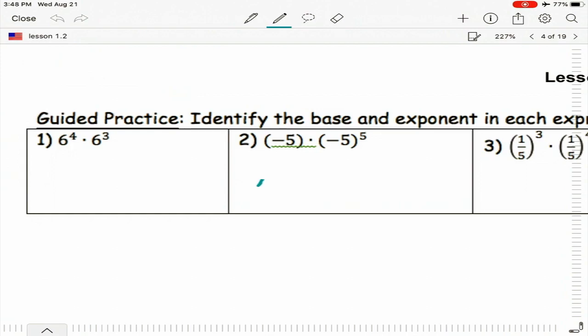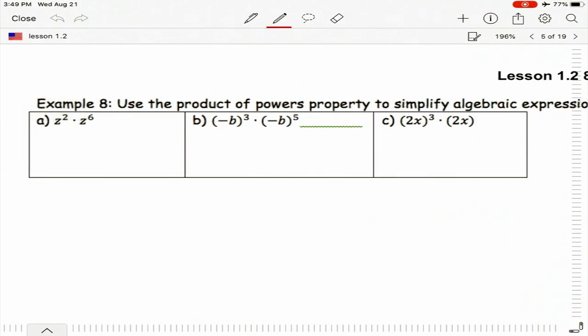Right? This number doesn't have an exponent. Please give it an exponent. It also has parentheses, so be careful with that. Remember the odd and the even exponents. Okay. Example 8. So z to the 2nd times z to the 6. Bases are the same. I add the exponents, so it's z to the 8.